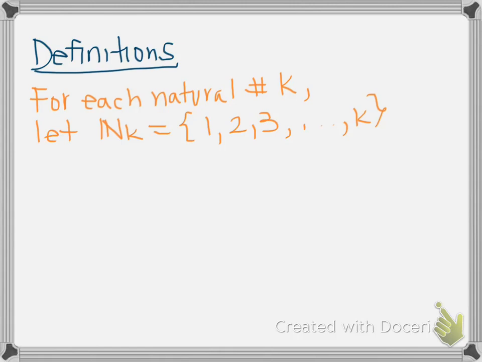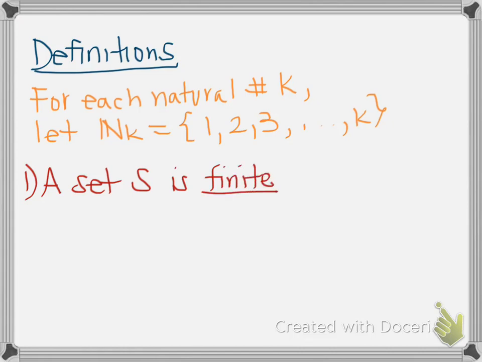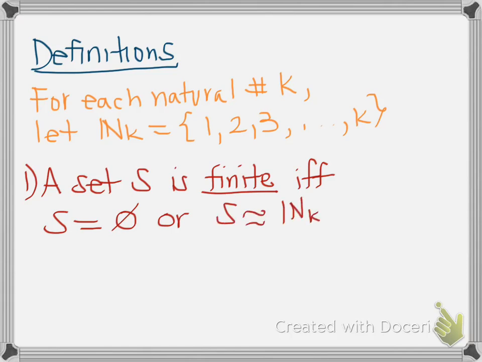It's a few definitions that will definitely be important for now until the rest of the semester with these new sections. Okay, so for each natural number k, let n sub k be equal to the set of 1, 2, 3, all the way up until k. All right, so our first definition: a set S is finite if and only if S equals the empty set or S is equivalent to n sub k for some k in the naturals.